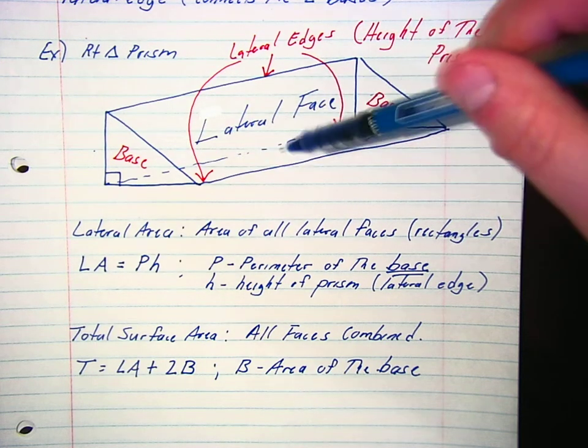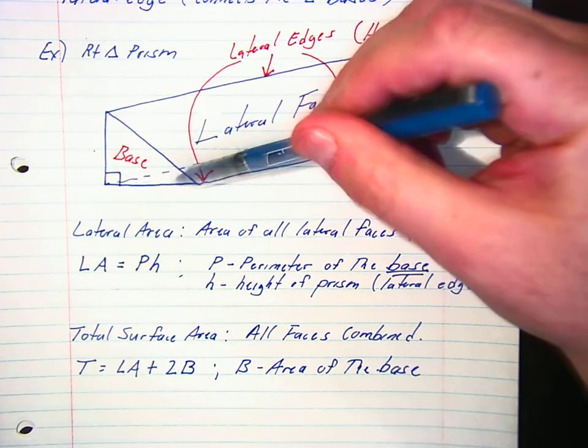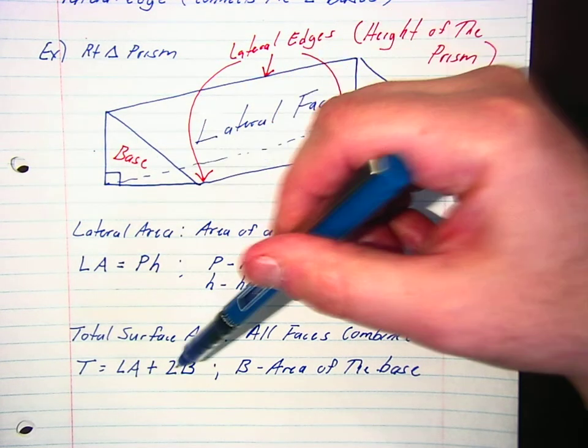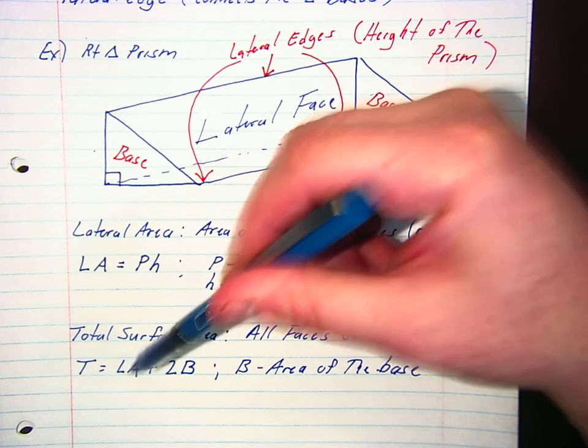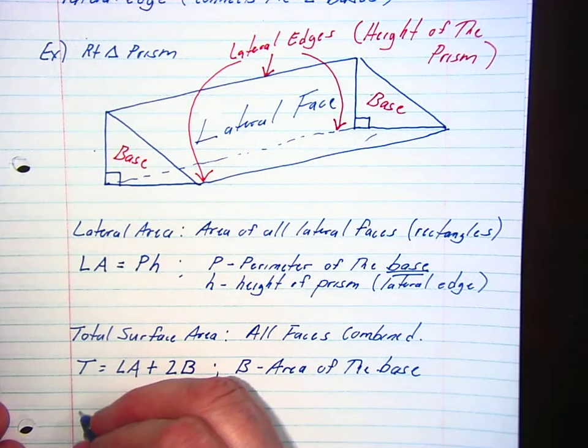But for this particular one, I'm going to have to be able to find the area of that triangle, and then I'm going to double it because I got two of them. And I'm going to add that to the previous answer. All right, last one, volume.